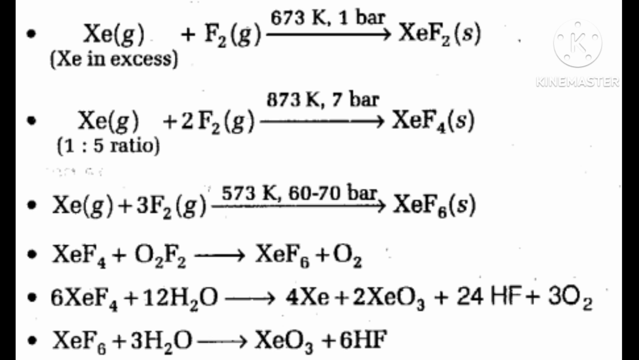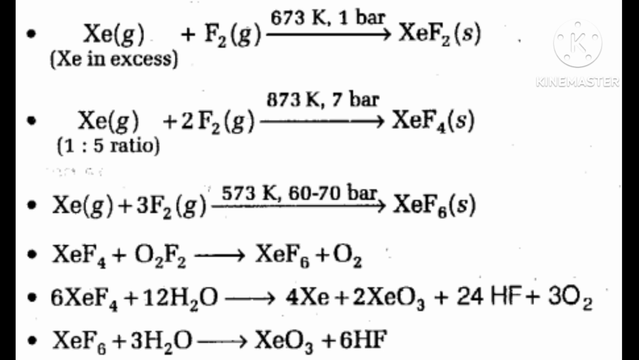Xenon forms three binary fluorides. Binary means two elements. Three compounds of xenon and fluorine: first is xenon difluoride, then xenon tetrafluoride and xenon hexafluoride. They are prepared by the direct reaction of the elements under appropriate experimental conditions of temperature and pressure.